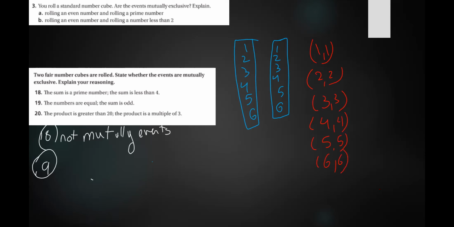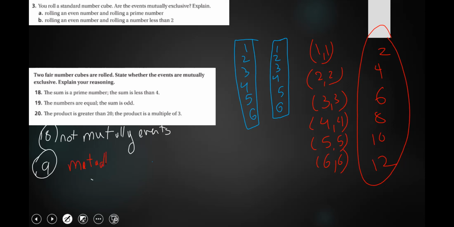Now let's find their summation: 2, 4, 6, 8, 10, and 12. I want one of these numbers that are equal and the summation is odd. Which of these summations is odd? None, because they always will multiply by 2. All of them are even. All of us know that if any 2 numbers are equal, the summation is even. So the summation cannot be odd. So I will say that this is mutually exclusive.